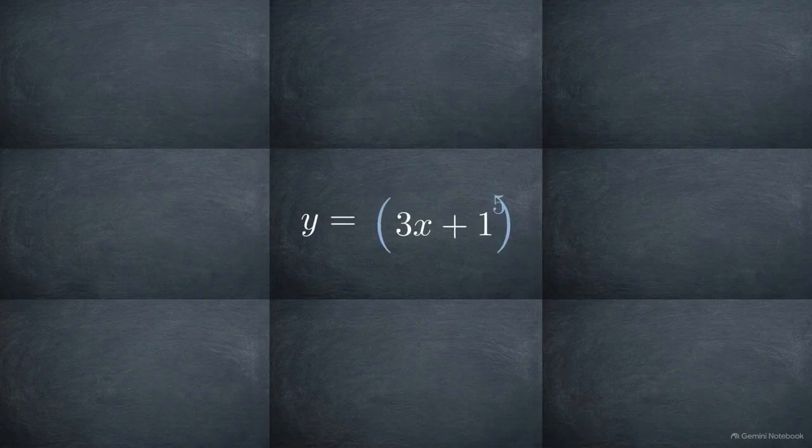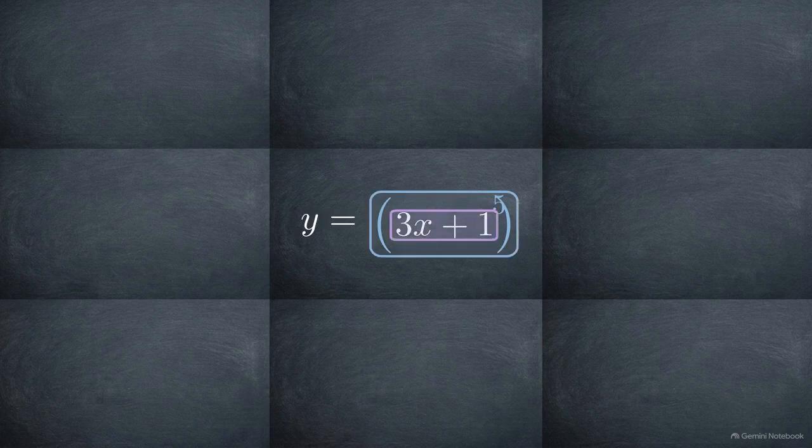Imagine this nested function as two distinct machines. There is a large outer shell, a power of 5, and sitting inside of it is a smaller machine containing 3x plus 1. First, differentiate only the outer machine. Bring the 5 down and reduce the power to 4. While you do this, the inner machine remains perfectly static.